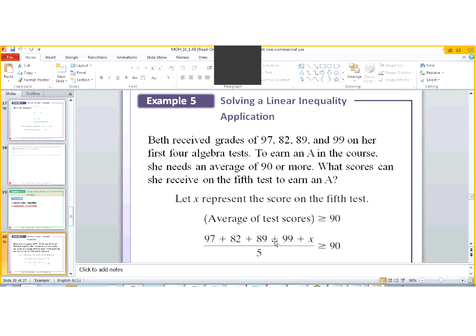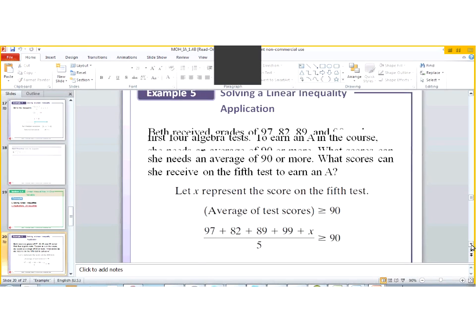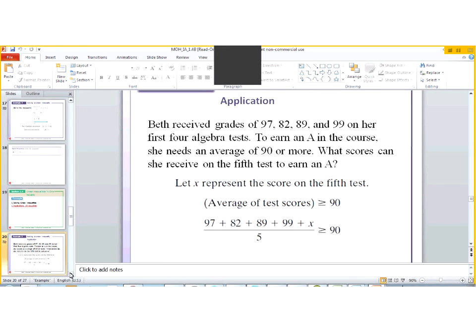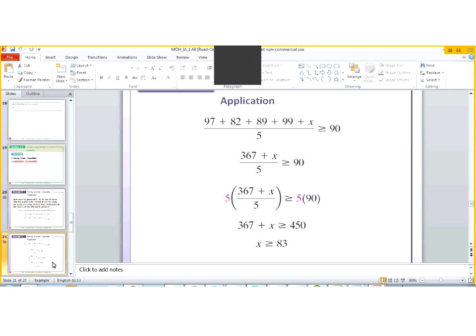In this case, you have 1, 2, 3, 4, 5 exams, so divided by 5. That's how you would know, divided by 5. And then it has to be greater than or equal to 90 in order to receive an A. So you just simply solve this for x, and that would be the number you need to receive for that.